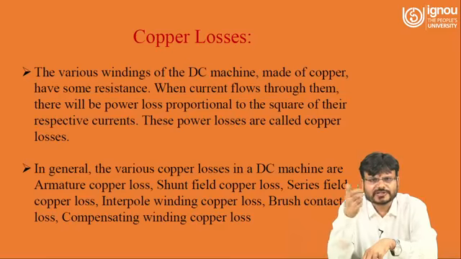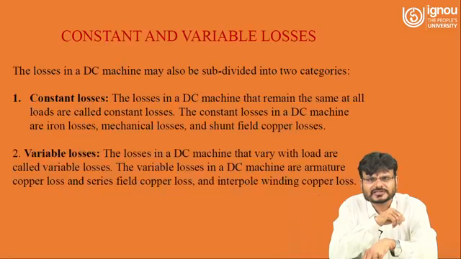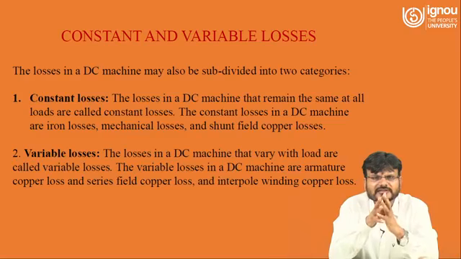Now I have already told you about copper losses also. This copper loss occurs in the armature, in the shunt field winding, in the series field winding. It also occurs in the interpole winding. And this copper loss also occurs as brush contact loss, and also in the compensating winding of the DC motor. And there are two types of losses which can be classified as constant losses and variable losses.